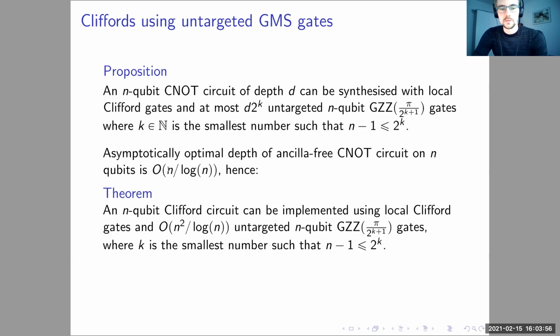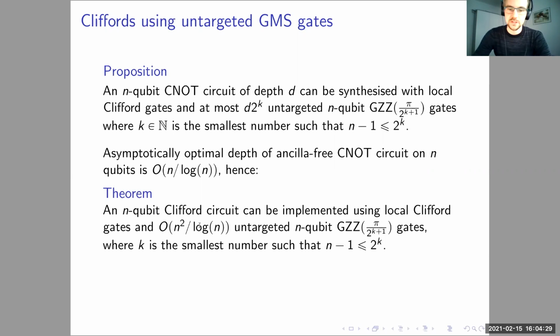Depth n is quite easy to achieve. It's a simple algorithm. Getting depth n over log n is really convoluted and requires very complicated things. So just to note: combining these two observations means that if we have an n-qubit Clifford circuit, because a Clifford circuit requires just a linear number of CNOT steps, we can implement this using local Clifford gates and order n squared over log n untargeted n-qubit GZ gates.